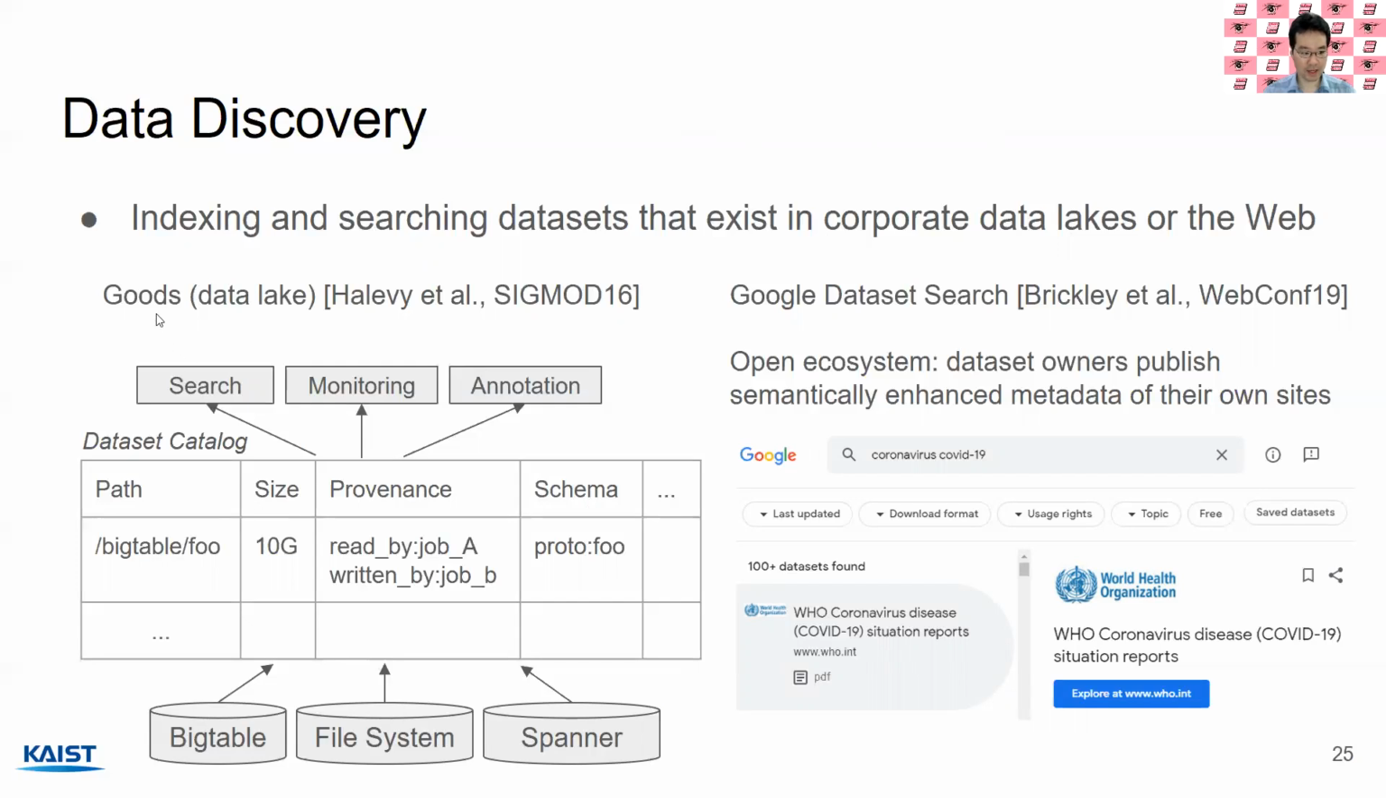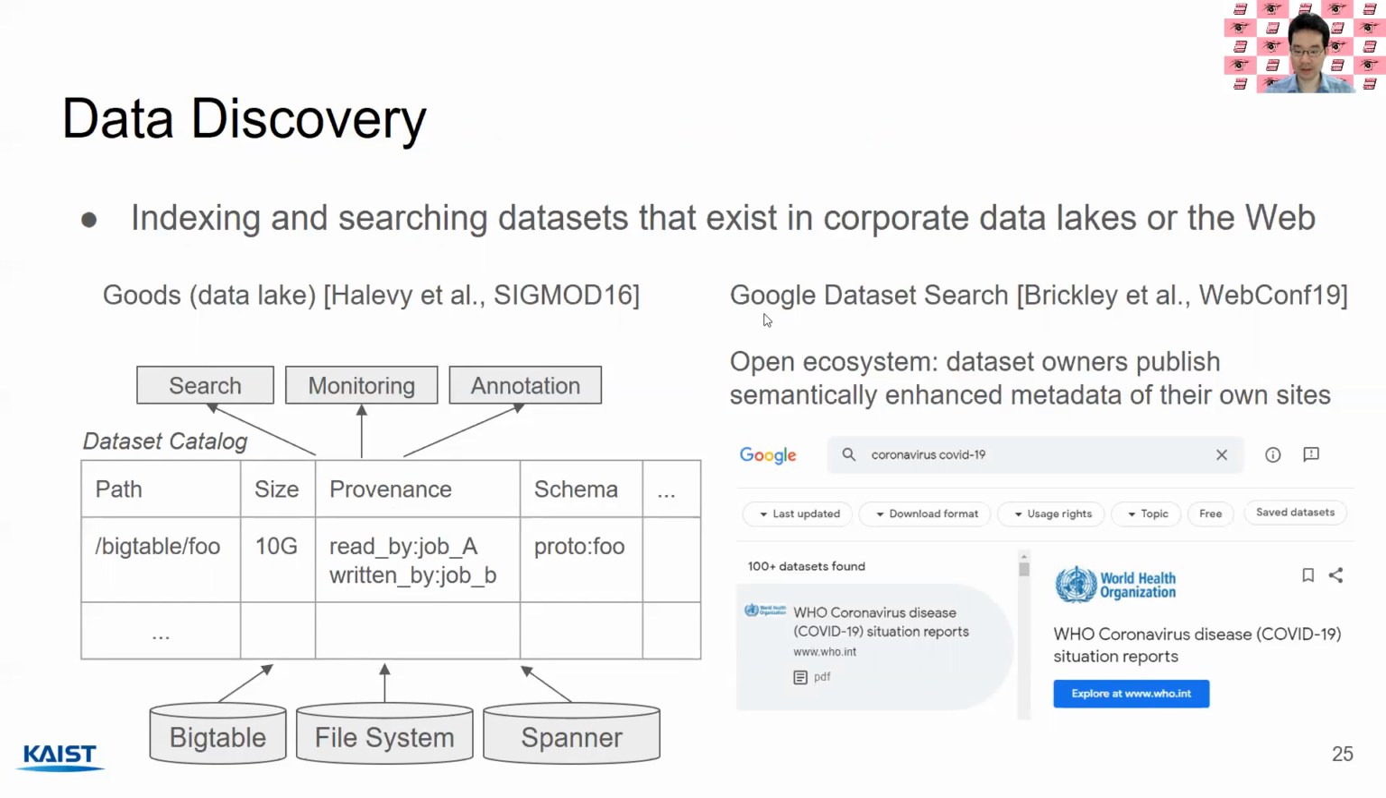What Goods does instead is it takes a post hoc approach where it crawls the data sets, extracts metadata, and maintains the central dataset catalog. This doesn't require any work from the dataset owners. Here, each entry contains metadata about one dataset. In this case, there is a dataset called Bigtable Foo, which has this size and has a provenance where it's written by some job and read by some job, and it has the following schema. On top of this dataset catalog, Goods system provides search, monitoring, and annotation.